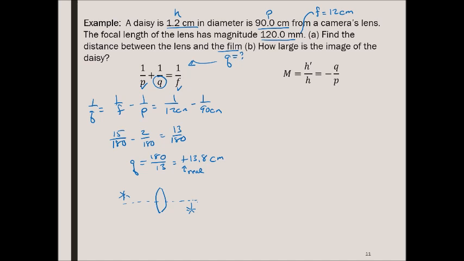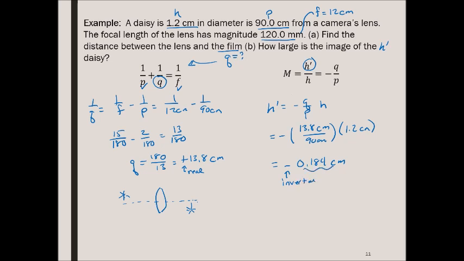Then we can use our magnification equation to figure out our image height. What's the height of the image of the daisy? H prime. So H prime is equal to negative Q over P times H. So that gives us negative 13.8 centimeters over 90 centimeters times my original height, which is 12 centimeters. And that means it's negative 1.84 centimeters. This sign means it's inverted.